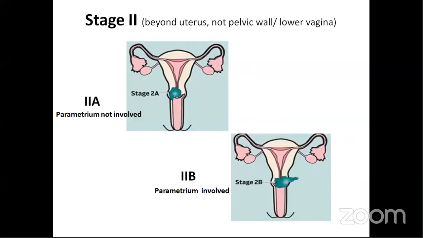Next is stage 2, where the tumor grows well beyond the uterus, but it doesn't invade the pelvic wall or go into the lower part of the vagina. If these two happen, then it fits into stage 3. So we have stage 2A, and stage 2B, where the parametrium, we just discussed what the parametrium is. In stage 2A, you will find that it is going into the vagina, but it is not going into the parametrium. Stage 2B is when the parametrium is involved.